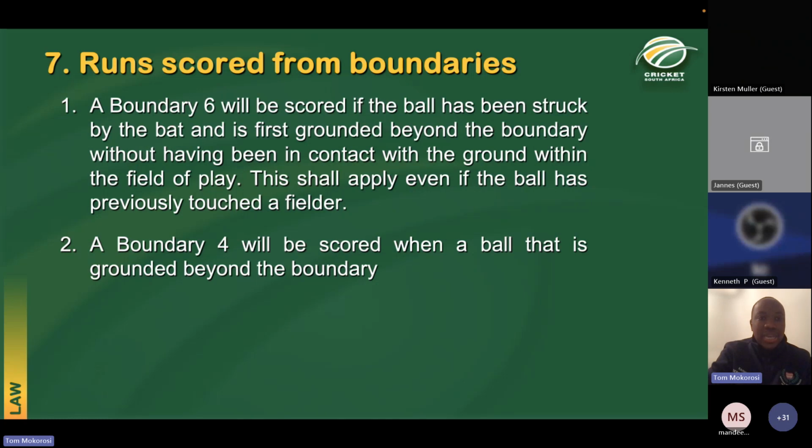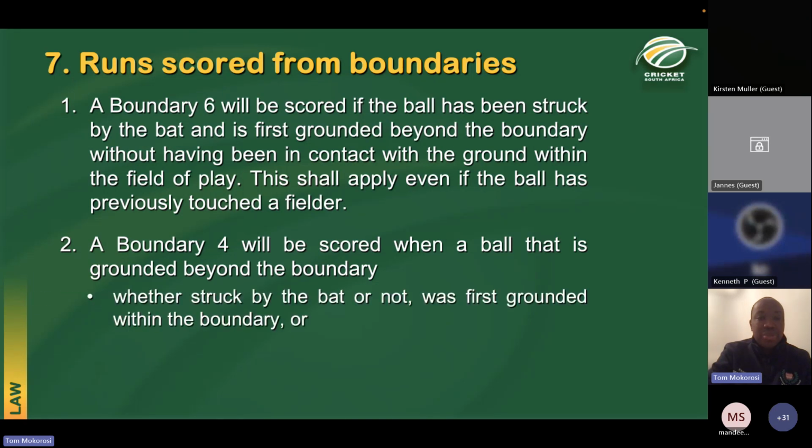So the law goes on to tell us that a boundary 4 will be scored when a ball that is grounded beyond the boundary, whether struck by the bat or not, so that's interesting, was first grounded within the boundary, or has not been struck by the bat. And that's a big clue for the scenario that I've just given you.